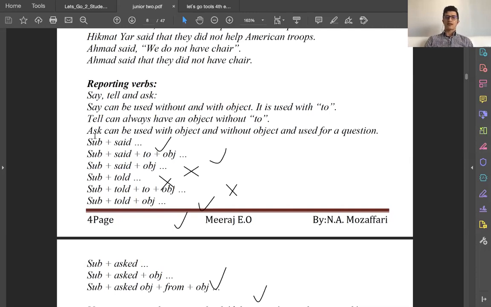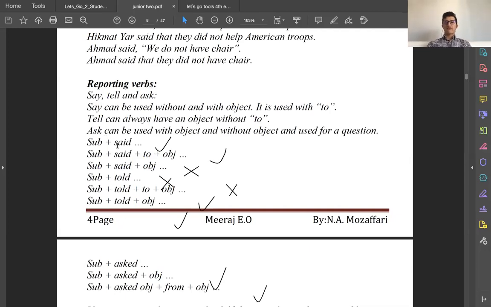And the third word that you probably use is ask. Ask can be used with an object and without an object, and is used for a question. If you use ask also, you can use it with an object or without an object. And usually you use ask when you are asking a question or reporting interrogative sentences. Look at this example here.